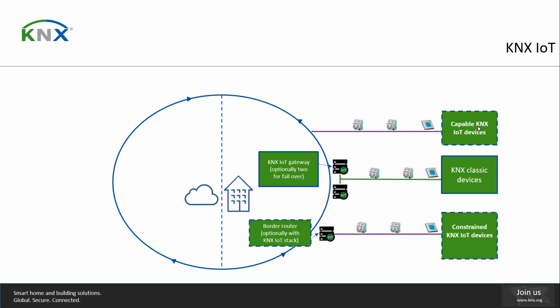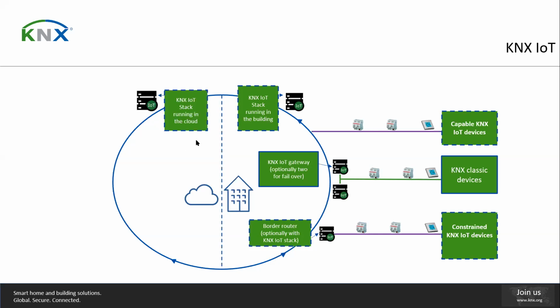Constrained KNX IoT devices. This is using mesh networks and 6LoWPAN. That's why we have an agreement, or we are working together with Thread to get this done as well. A pure KNX IoT stack that is running in the building. So this is a native KNX IP stack. And likewise, we can mirror this on the cloud side of the installation.